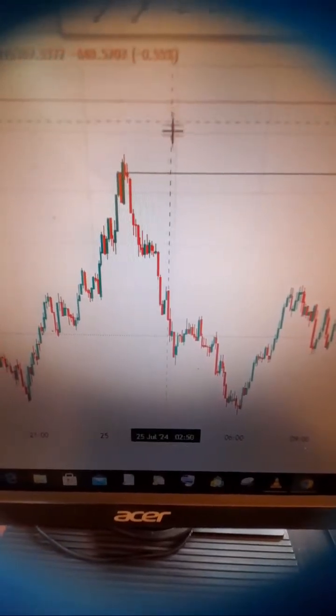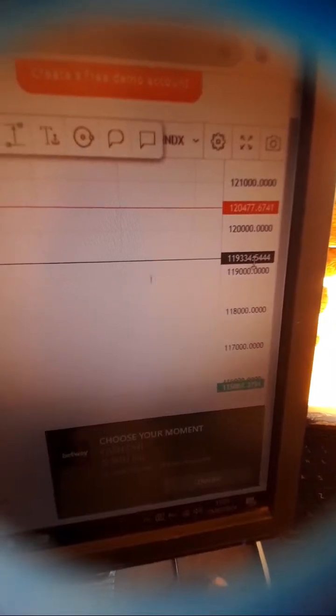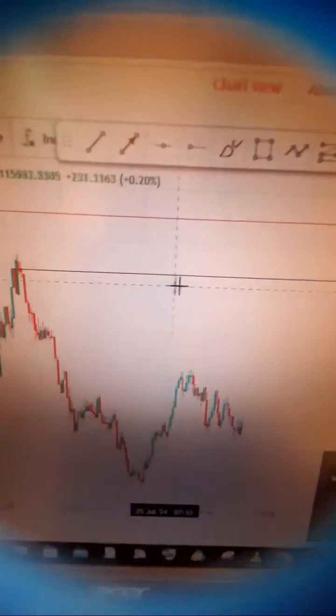So when the market comes in, the stop loss is going to be at around 11,0477.6741. That is going to be our stop loss. For the entry, put sell pending orders at 11,9334.5444. Yes, put your pending orders at that level.